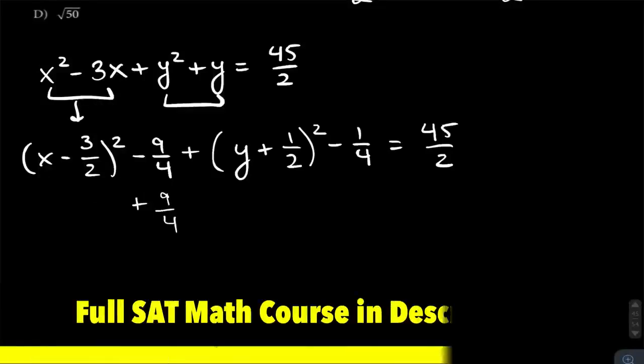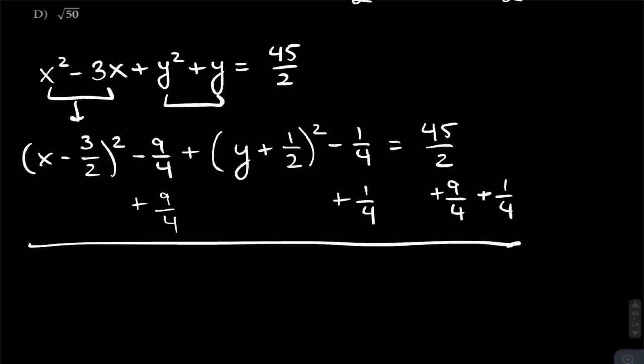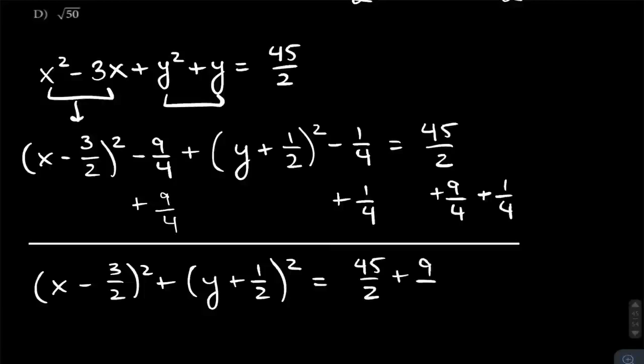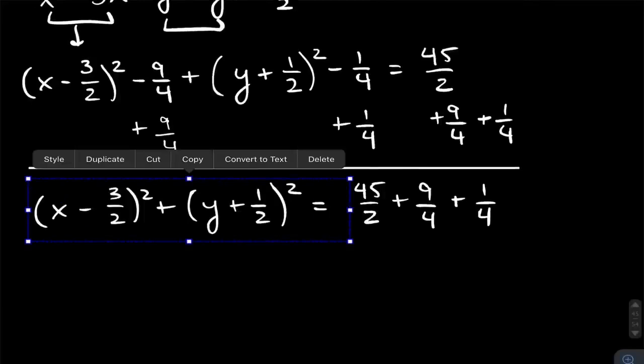So let's add the 9 over 4, and let's add the 1 over 4 to both sides. And the reason why we're doing that right now is because, well, we need to get into that form of just having this thing and this thing on the left-hand side. So in the end, we get x minus 3 over 2 squared plus y plus 1/2 squared equals 45 over 2 plus 9 over 4 plus 1 over 4, right? And just finding common denominators here. I'll duplicate this.